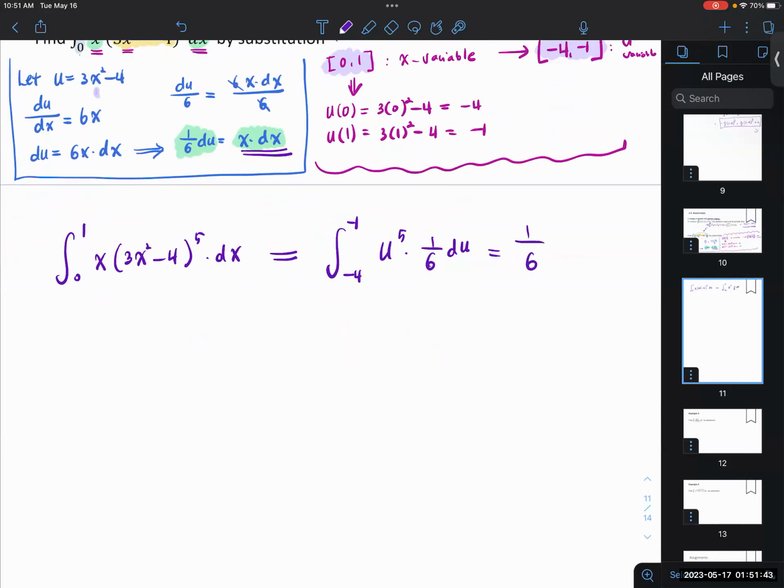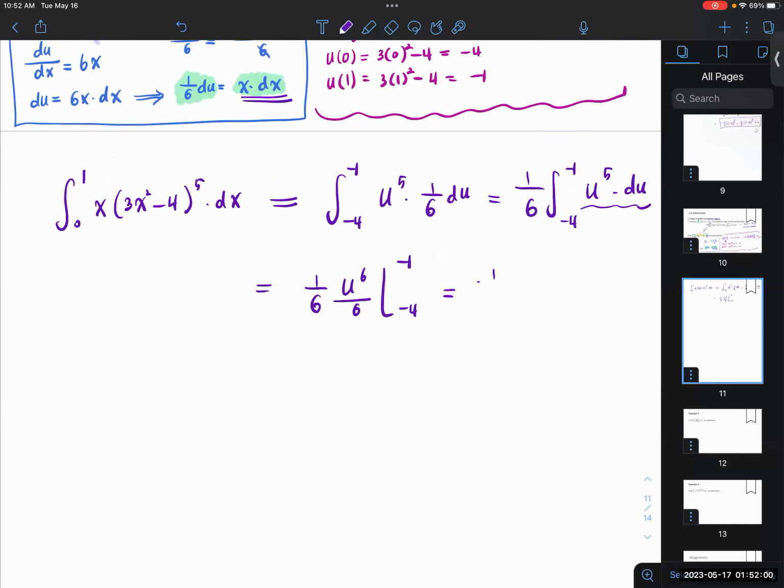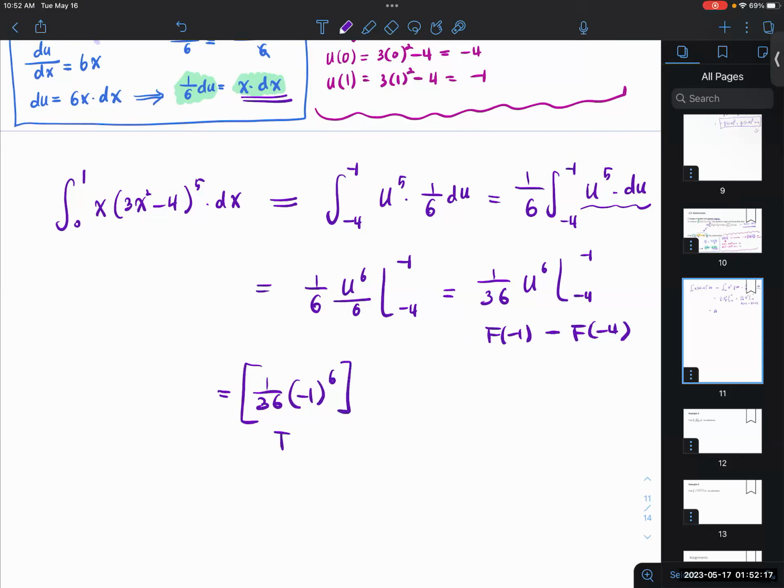That means bring the limits negative 4, negative 1, u to the 5th du. So we're going to take the integral: 1 over 6 u to the 6 over 6 from negative 4 to negative 1. So this means 1 over 36 u to the 6 from negative 4 to negative 1. You're going to do capital negative 1 minus capital negative 4. So 1 over 36 times negative 1 to the 6, minus 1 over 36 times negative 4 to the 6.